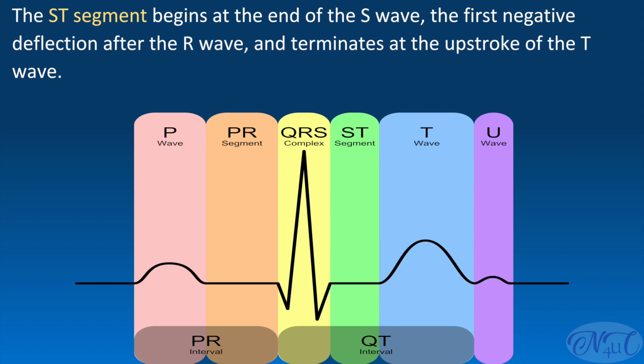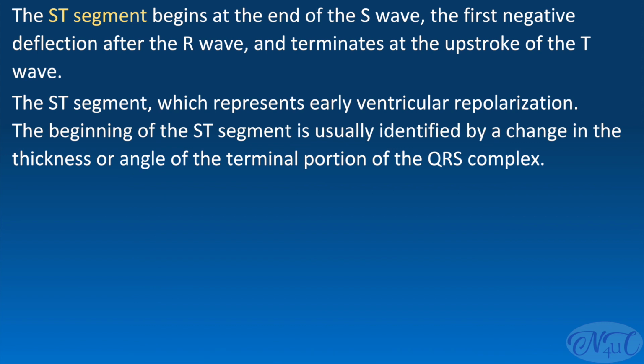The ST segment begins at the end of the S wave, the first negative deflection after the R wave, and terminates at the upstroke of the T wave. The ST segment represents early ventricular repolarization. The beginning of the ST segment is usually identified by a change in the thickness or angle of the terminal portion of the QRS complex.